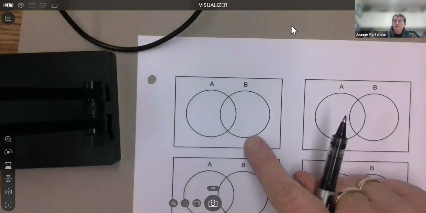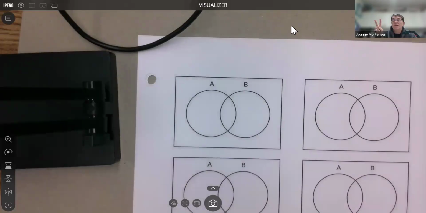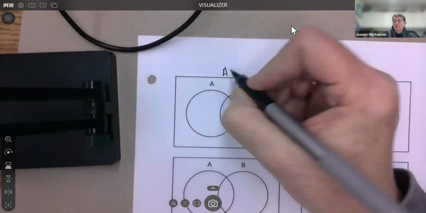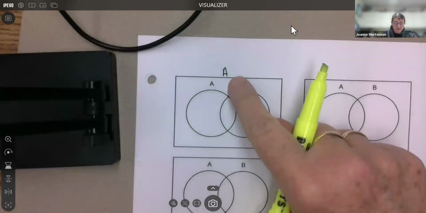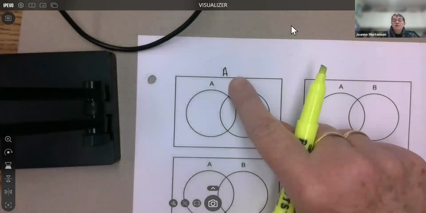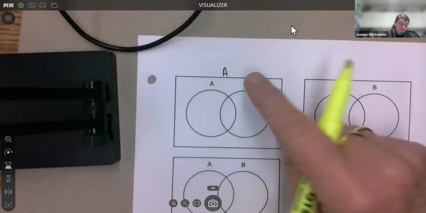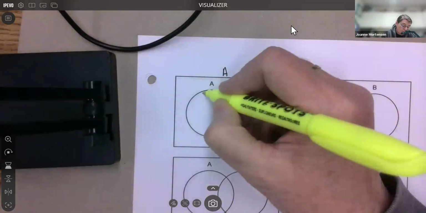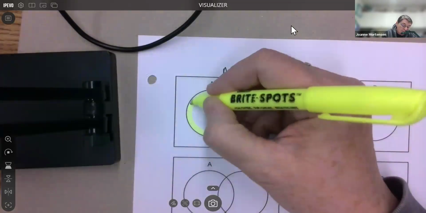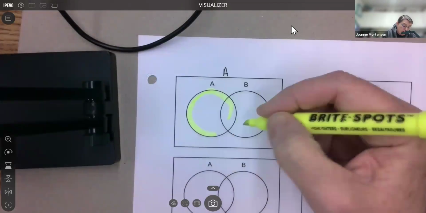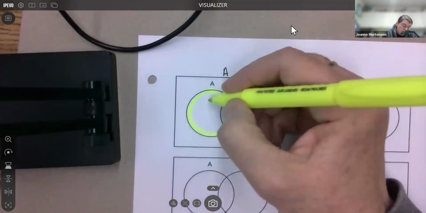So two circles. Let's do A and B for now. At some point, maybe I'll do one with three circles, but not today. All right, I'm shading stuff. I don't want to do the naming, it's ugly. So this says shade set A. Okay, so there's A. We're going to shade it, and that means all of A. I don't care that that section overlaps with B. Doesn't matter.